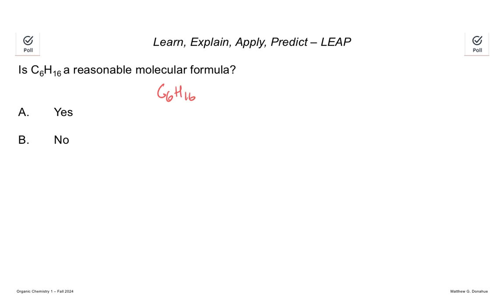So this says, is C6H16 a reasonable molecular formula? What do you think? See some heads shaking. So no. So why not? So there's too many hydrogens. The maximum number of hydrogens you can have for 6 carbons would be 14.